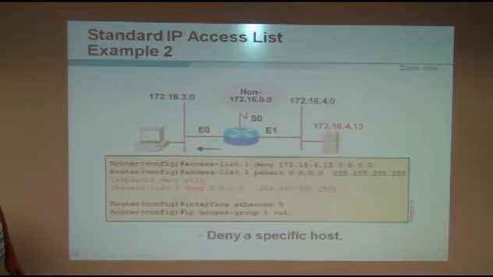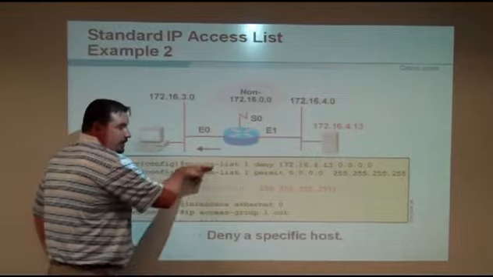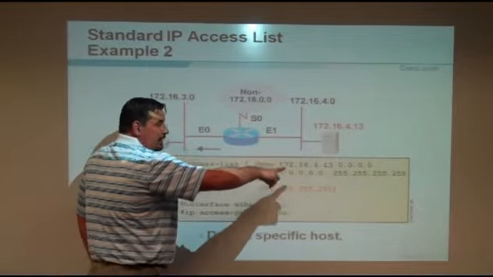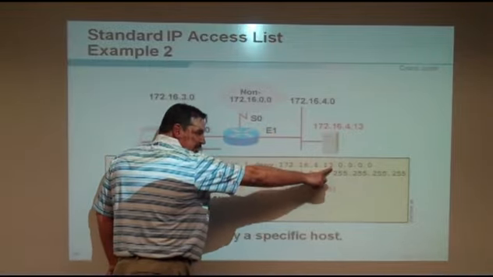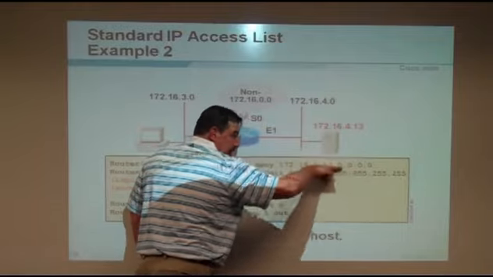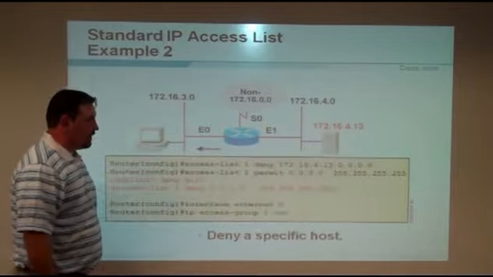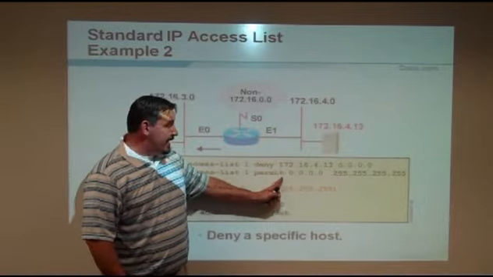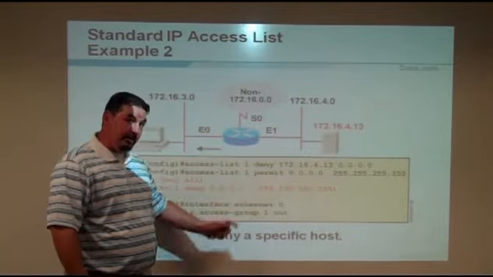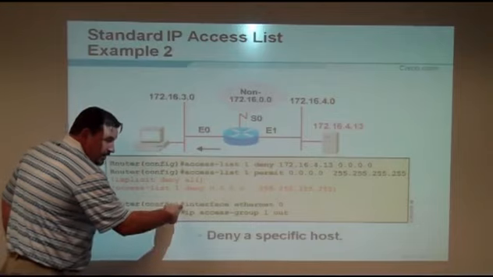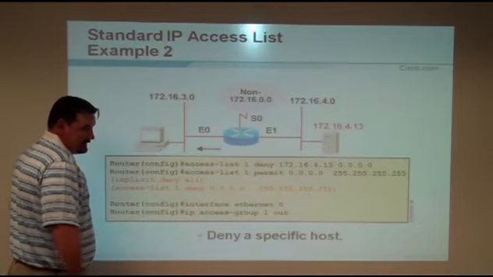Another example, in this case a little bit different. Now what they've done is create an access list statement where they're denying the 172.16.4.13 address, right? And notice it's an all zeros wildcard mask, so this one specific host is what we're denying. We're permitting then all other IP traffic. We're applying that on interface Ethernet 0 as an outbound list.